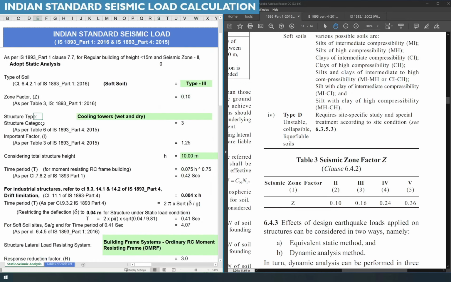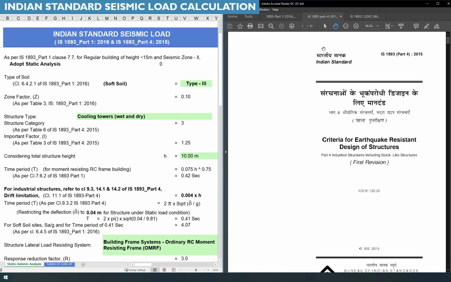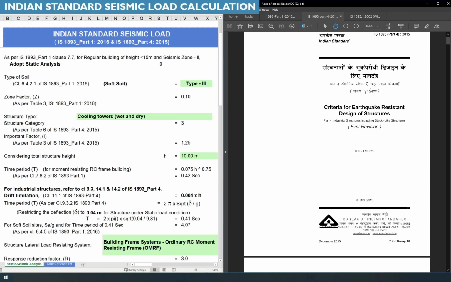For the structure type, structure category and its importance factor, we need to refer to Part 4 of IS 1893 for industrial structures. On the right hand side you can see Part 4 of IS 1893. Page number 17 is to be referred.